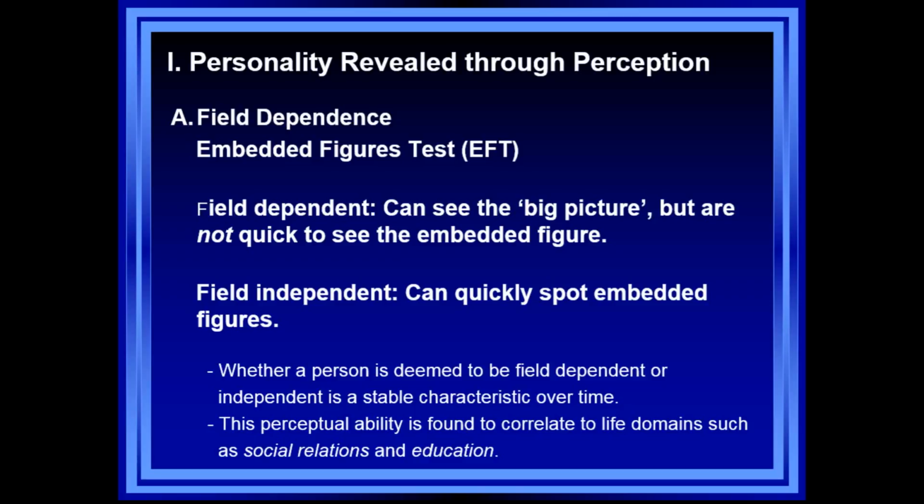Now, field independent people, it turns out they tend to be those who see the details, that can focus on the embedded figures and see the details. Those are field independent people. These people tend to be more autonomous, do things on their own. They're less socially oriented. They're more productive in less social situations.